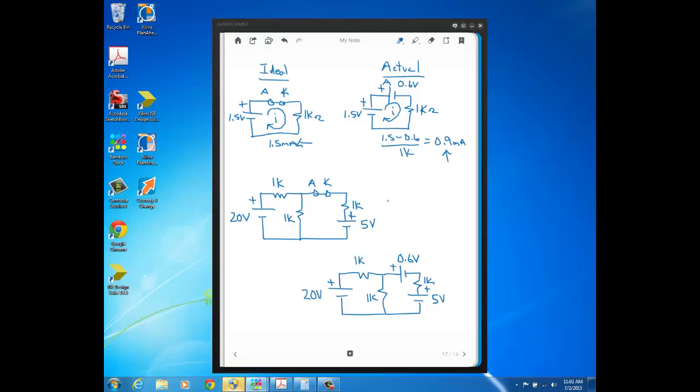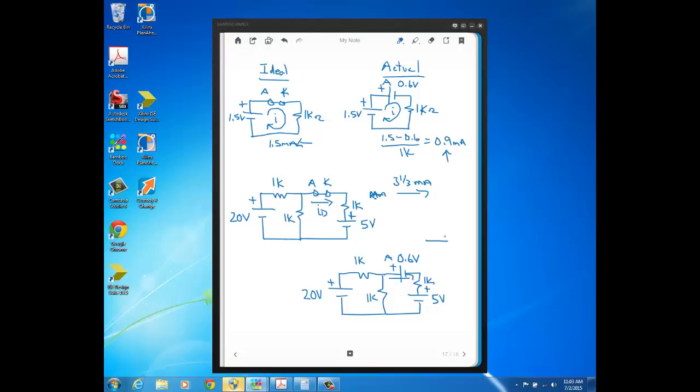Now, here's a problem we did in an earlier video, and you can look back and see that we got an answer here for the current, and the current was flowing like this, because forward bias current always flows anode to cathode. That current came out to be 3 1/3 milliamps. That was the ideal forward bias current for that diode in this circuit. If you want to get the actual forward bias current, the only difference is now you put in a 0.6 volt source, and again you'd put the plus side of that source on the anode, and the current's still going to flow like that.